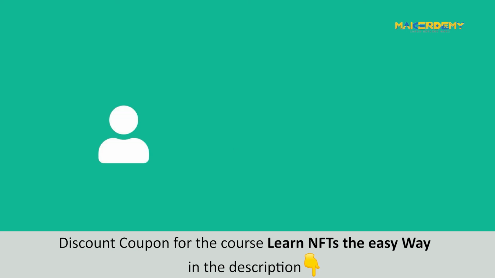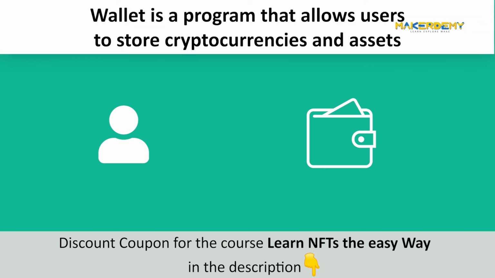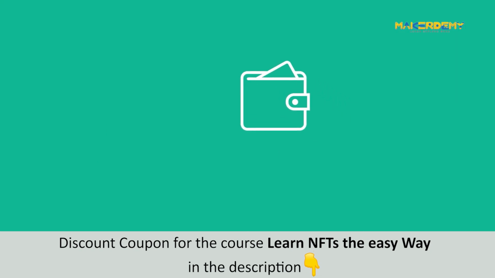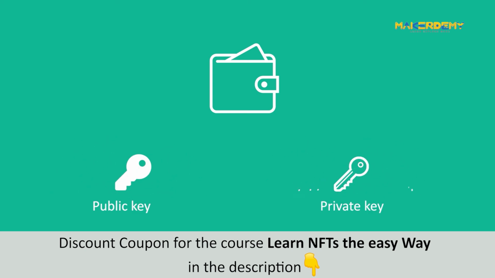To participate in transactions, a user needs a wallet, which is a program that allows users to store cryptocurrencies and assets. A user's wallet has a public and private key, which are cryptographic keys used to encode and decode transaction details. Knowledge of their private key allows a user to make transactions, while knowledge of the public key allows the blockchain network to read and authorize the transaction.